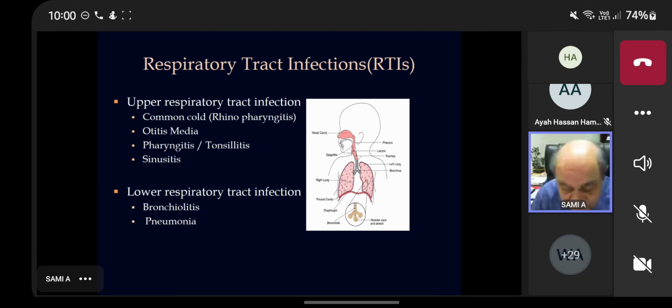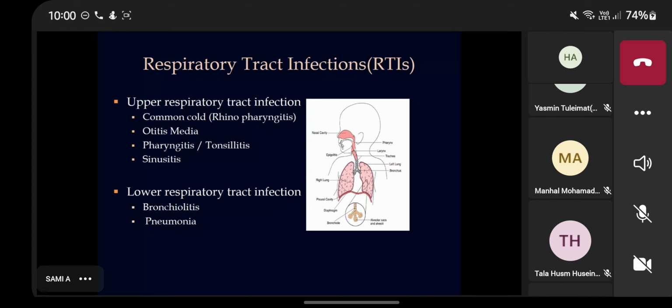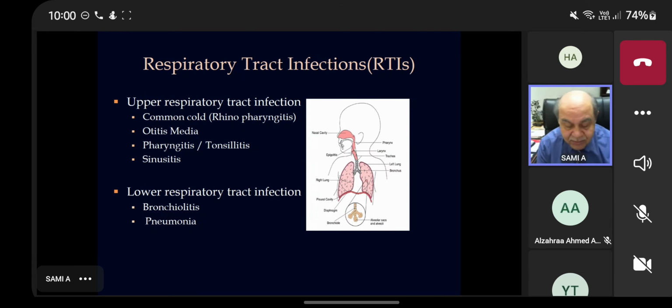Now, respiratory tract infections are infectious diseases involving the respiratory tract. An infection of this type is usually further classified as an upper respiratory tract infection or a lower respiratory tract infection. Now, the upper respiratory tract infections include infection in the nose, nasal cavity and sinuses, pharynx, larynx, and trachea, while the lower respiratory tract infections include the lungs, airway, both bronchi and bronchioles, and the air sacs, the alveoli.